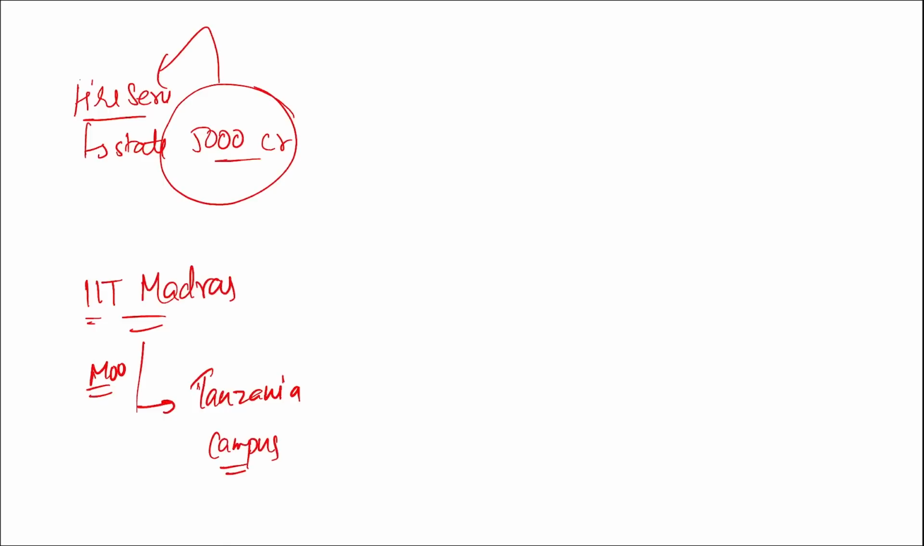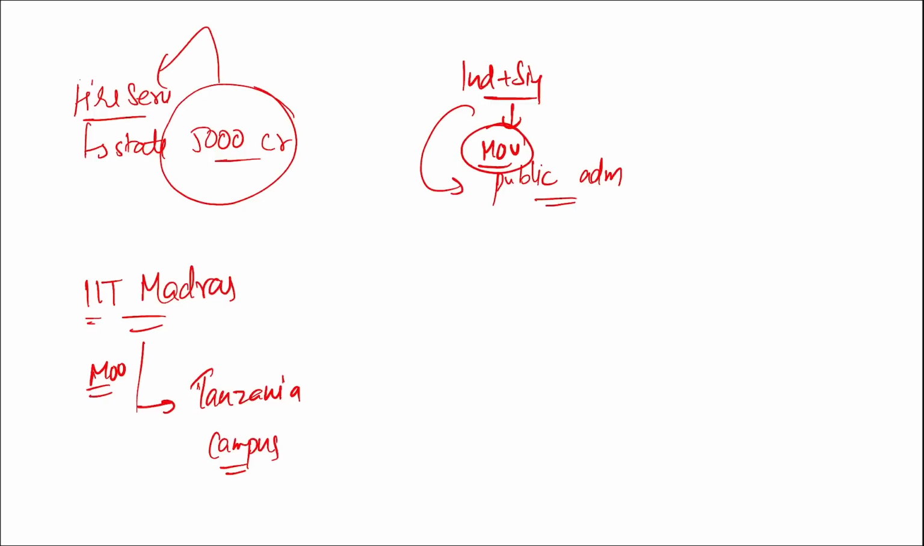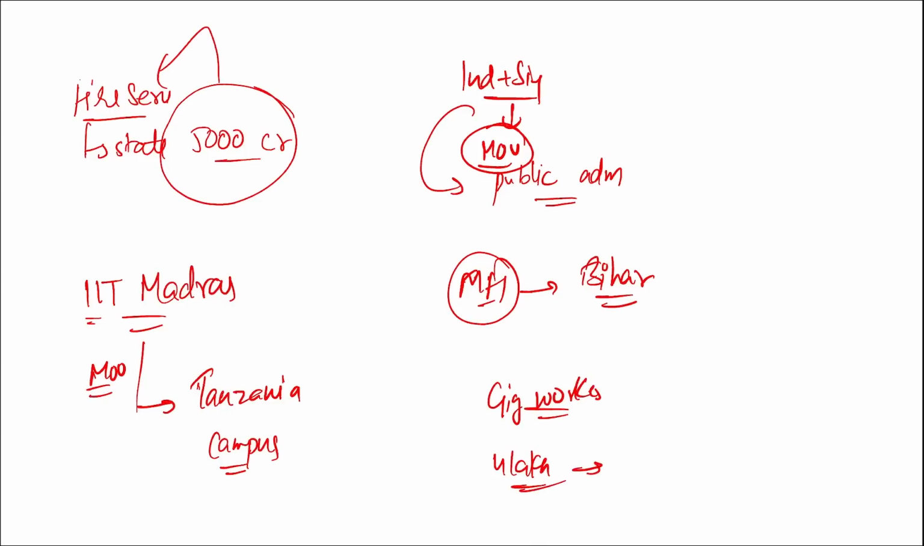Next, India and Singapore have signed an MOU to cooperate on public administration, right? If we talk about public administration, handling of various services, then for that an MOU was signed between India and Singapore. Then which state has overtaken Tamil Nadu to become India's largest MFI market? It is Bihar. Next, recently, gig workers in which state will be getting insurance cover of up to 4 lakh rupees? It will be in the state of Karnataka.